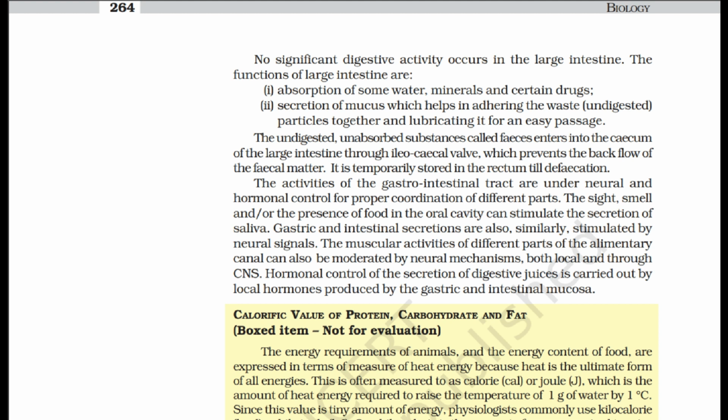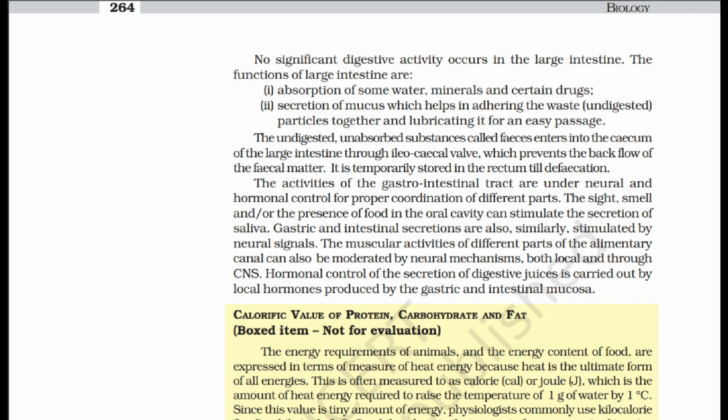The functions of the large intestine are: first, absorption of some water, minerals and certain drugs; second, secretion of mucus, which helps in adhering the waste, undigested particles together and lubricating it for an easy passage. The undigested, unabsorbed substances, called feces, enter into the cecum of the large intestine through the ileocecal valve, which prevents the backflow of the fecal matter. It is temporarily stored in the rectum till defecation.